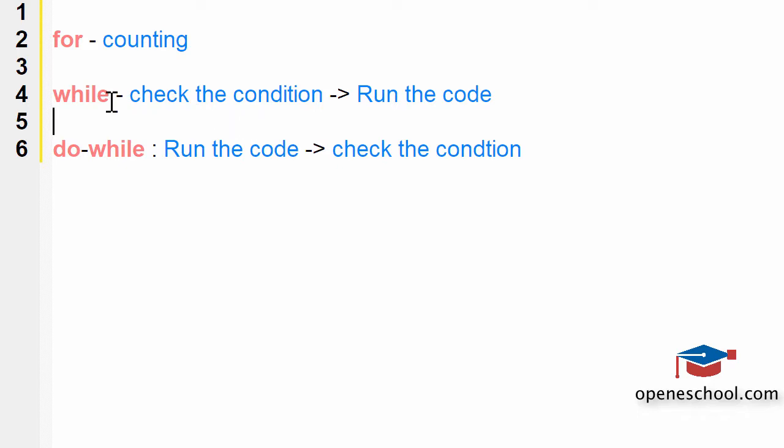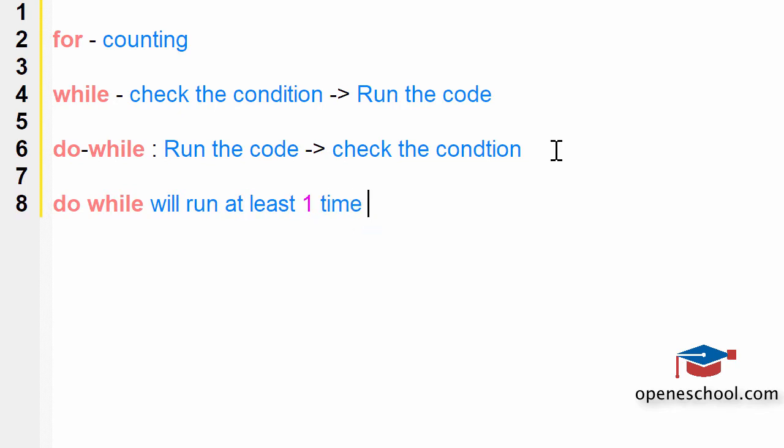The only difference is that in the while loop, first we check the condition, and only if the condition is true, we will run the code inside the while loop. Whereas in the do while loop, we first run the code inside the body and then check the condition. So with this, you might understand one thing, that the do while loop will run at least one time, always.